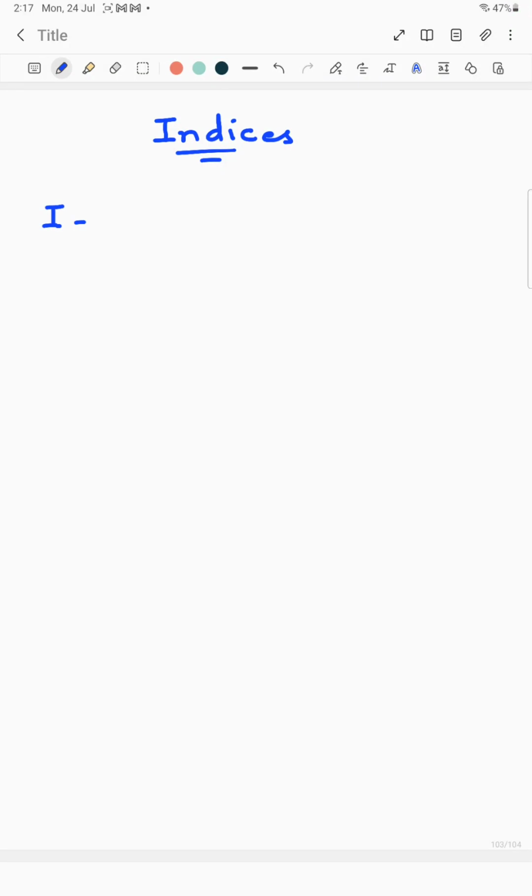Today's topic is indices. We will discuss some laws of indices and then we will understand this topic with the help of examples. First, we will discuss the first law of indices.